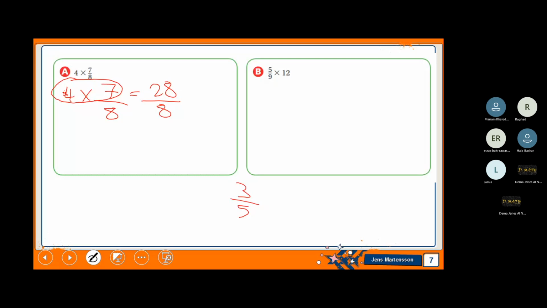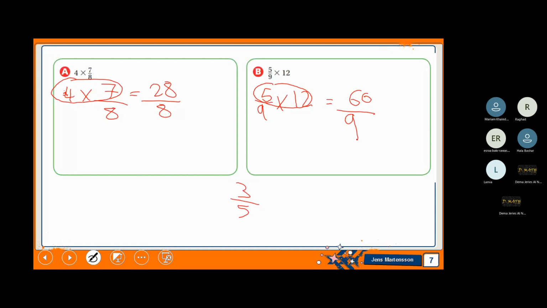Now I will just go to the second one first. Here, what do we have? We have 5 over 9 times 12. What do we have to multiply? 5 times 12 or 9 times 12? 5 times 12. Bravo. So now let's multiply 5 times 12, which is 60 over 9.